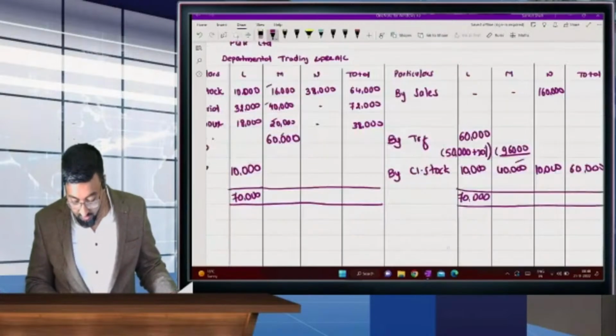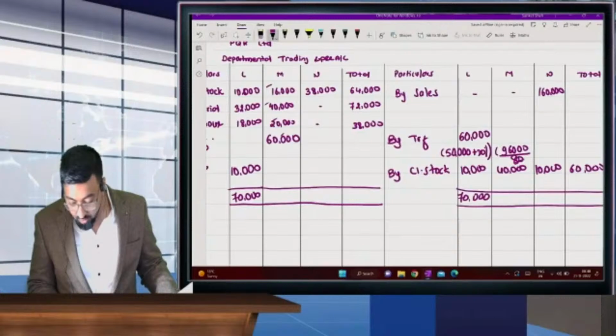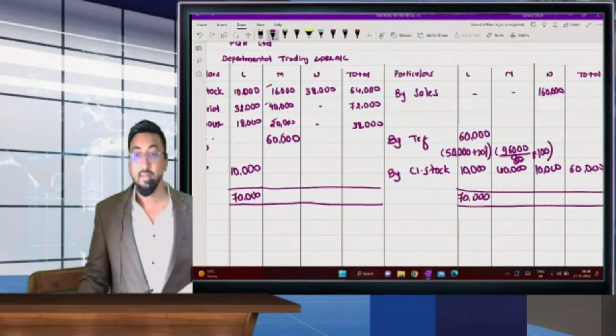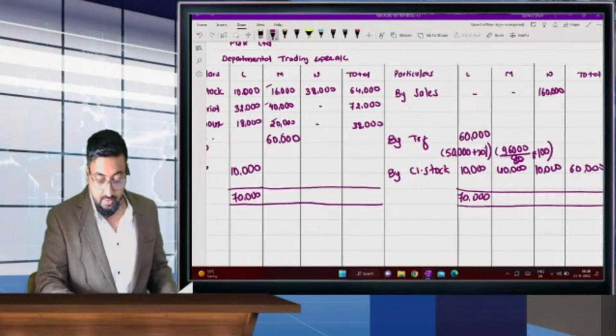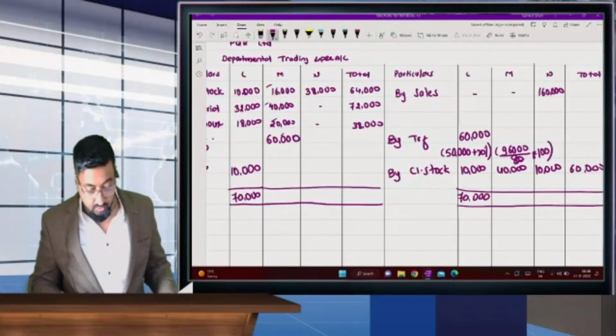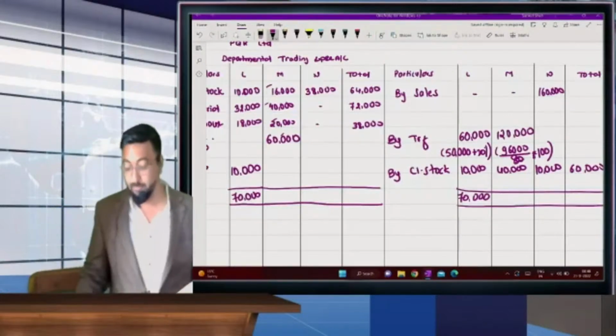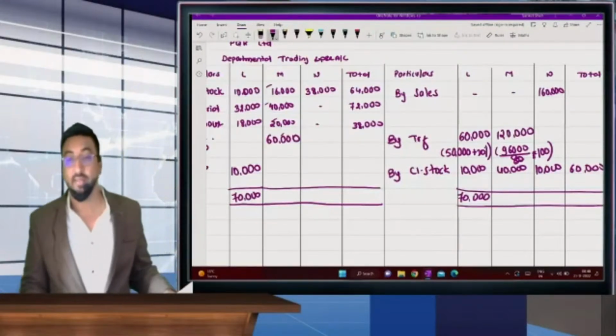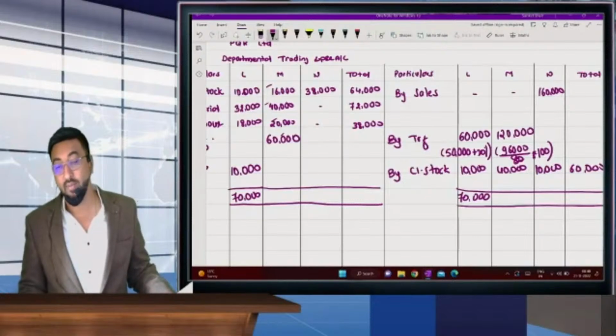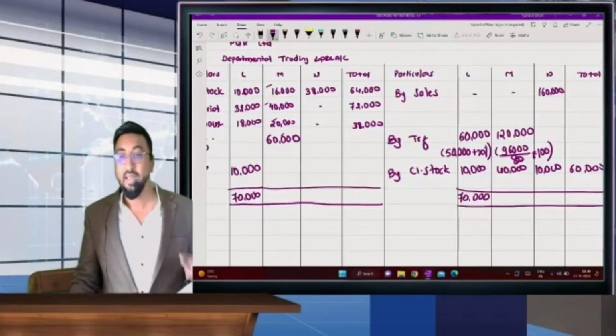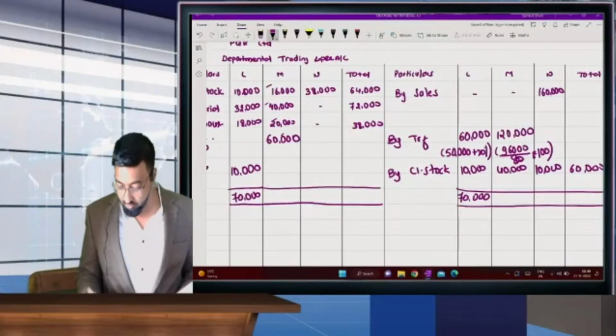Now this is something very important. 96,000 divided by 80 into 100, so this is 1,20,000, my friend. Don't add 20% directly. It is on sales. So sales is 100, 80 is cost. Divide by 80 into 100, 1,20,000.